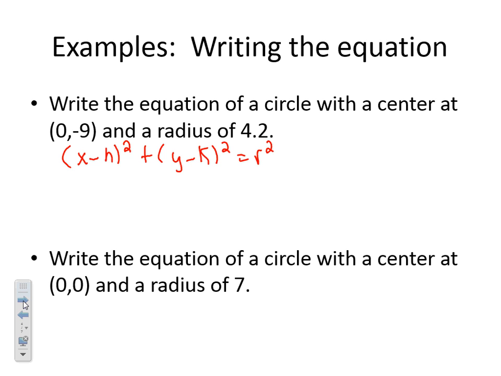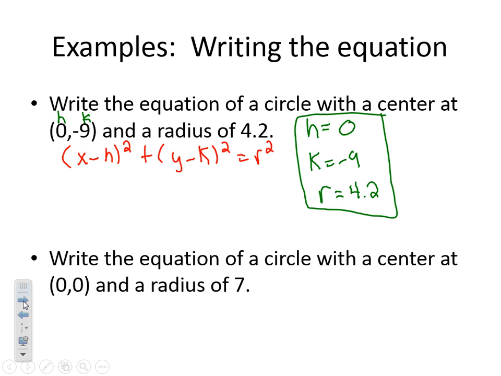Now we're going to plug in what we know. We know that our h equals, because this is h and this is k, h is 0, k equals negative 9, and my radius is 4.2. These are the three things I have to know in order to write my equation. So I'm going to plug them in here. So I have x minus 0 squared plus y minus a negative 9 squared equals 4.2 squared. Now I have to simplify.